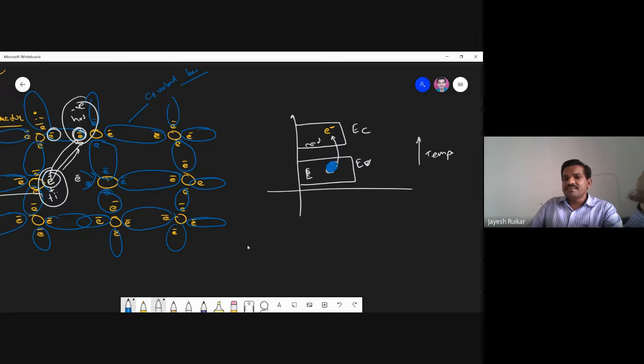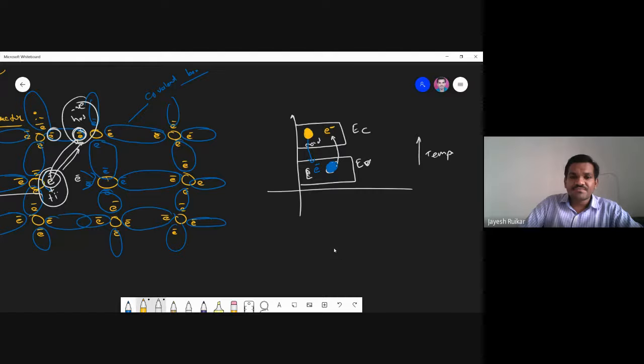At some times, the electrons from the conduction band move towards this valence band. So you will have electrons in the valence band, but at the same time we have holes in the conduction band. This is how the conduction takes place. This is in terms of pure form.